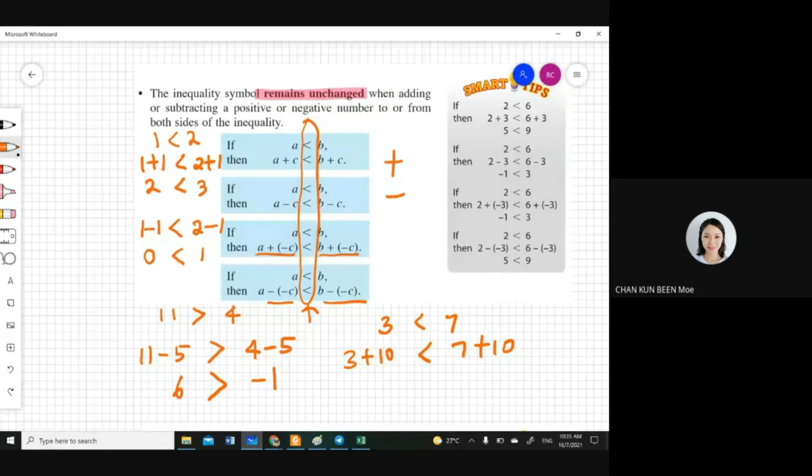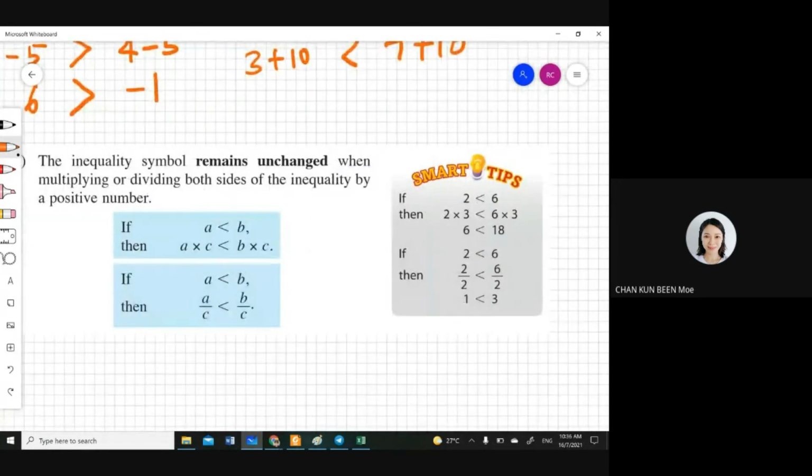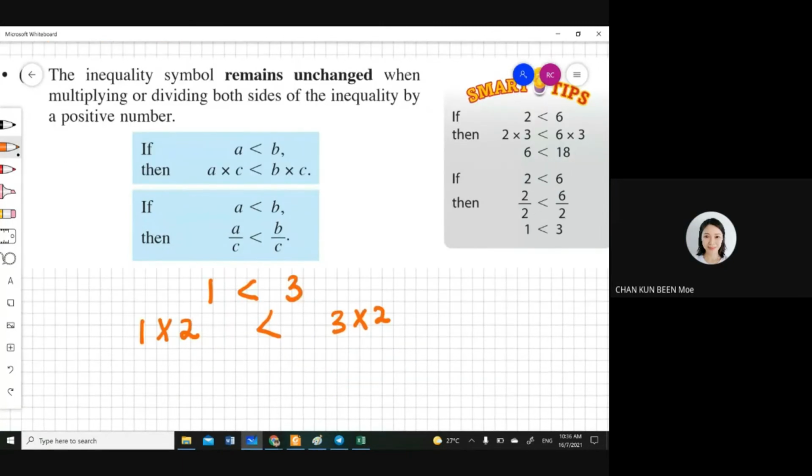Okay, now we move on to the second one. This one also remains unchanged. It remains unchanged when we multiply or divide with a positive number. You can see when you multiply with a positive number, it remains unchanged. For example, 1 is less than 3. When I multiply with a positive number, 3 times 2, what is the symbol? The symbol is less than. Why? Because you can see the answer will be the same. 1 times 2, 2. 3 times 2, 6. So 2 is still less than 6.